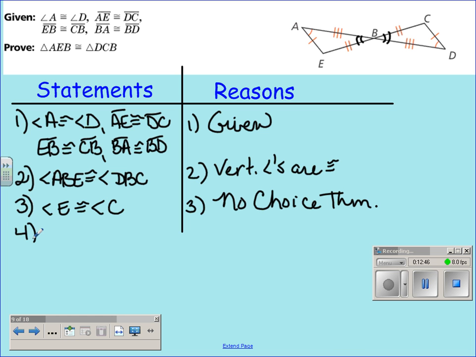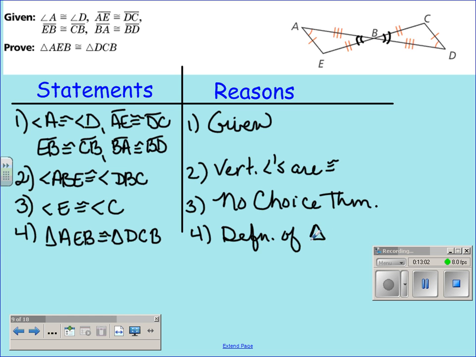And then finally now, since I've got all of the angles equal, all the sides were equal, I can say triangle AEB is congruent to triangle DCB, and the reason why would be, again, definition of congruent triangles. Oops, got to put the congruent in there.